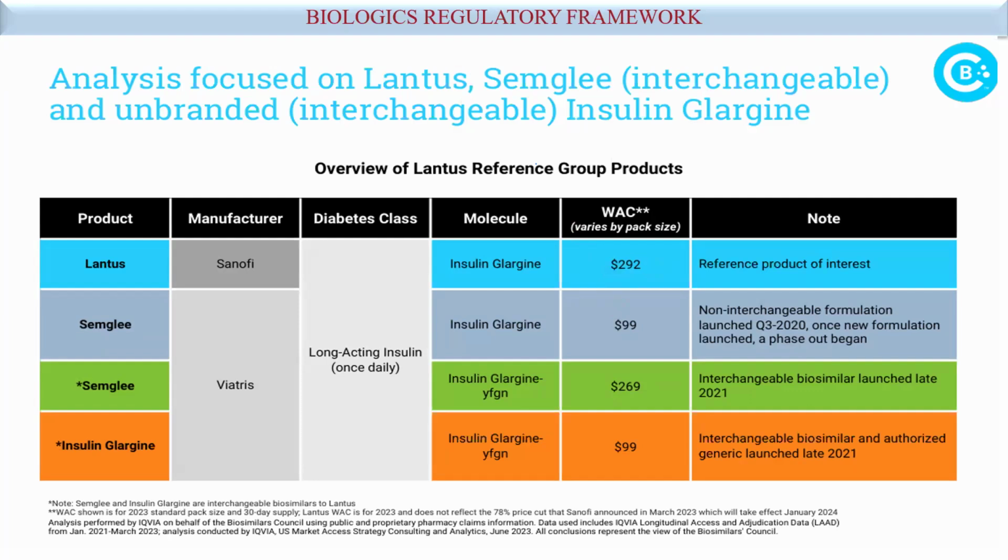In this slide, the last two rows are the same, no? I am not getting the difference. See, for insulin glargine, we're talking about an interchangeable biosimilar and an authorized generic launched. This one is a generic launched. This is a biosimilar launched. Okay, so the price again came to $99. Yes, generic version versus biological version.